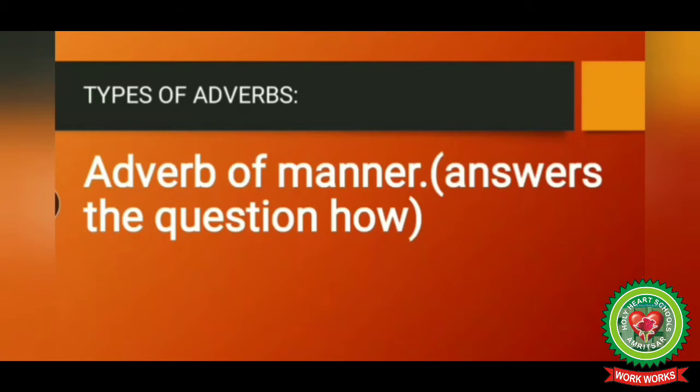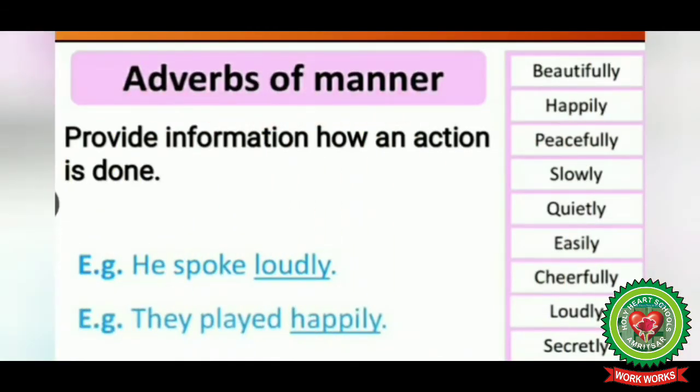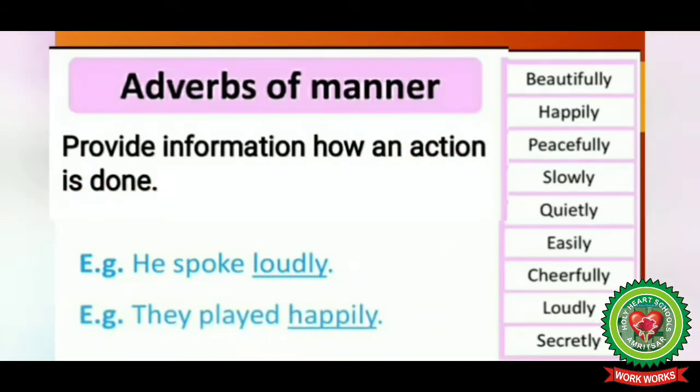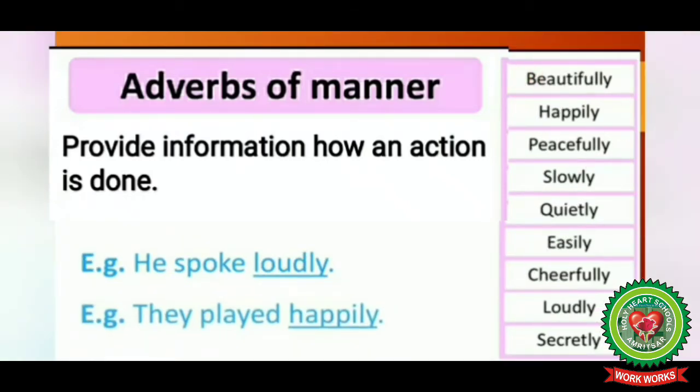Our next type is adverb of manner. It answers the question how. Adverbs of manner provide information how an action is done. It means it tells how something is done or happens. Different words used for adverbs of manner are beautifully, happily, peacefully, slowly, quietly, easily, cheerfully, loudly, secretly.